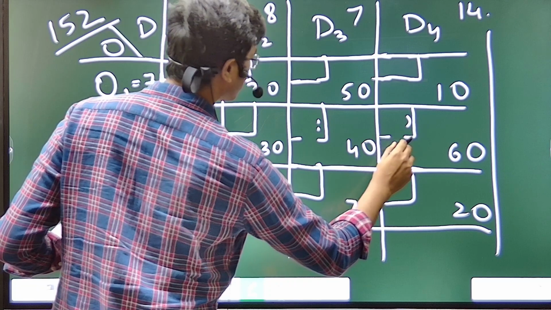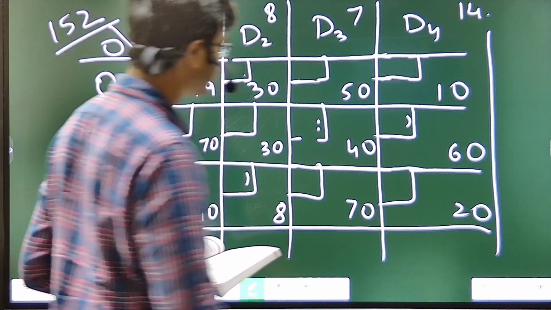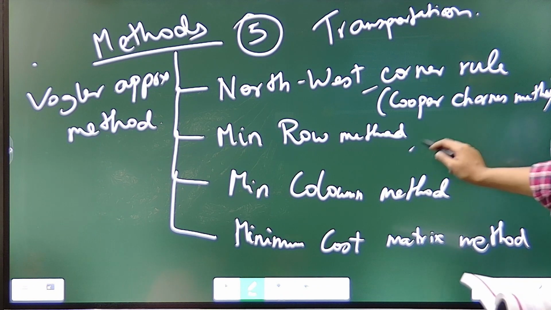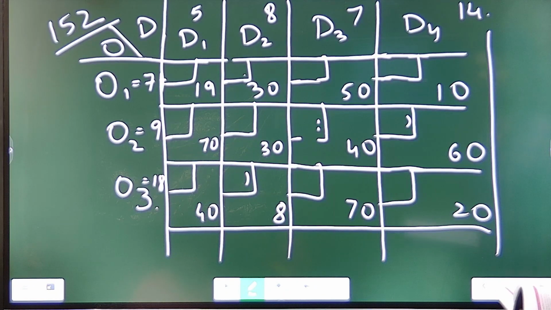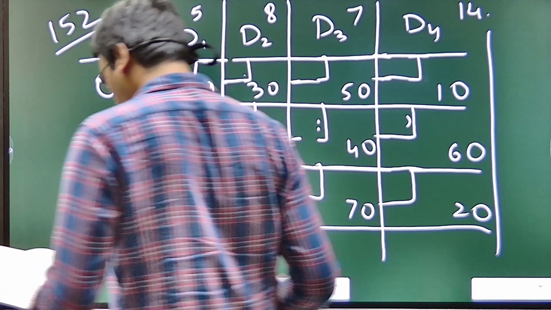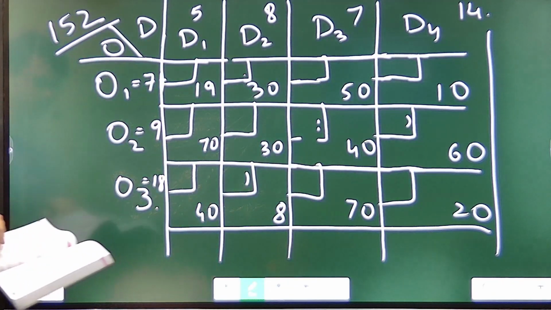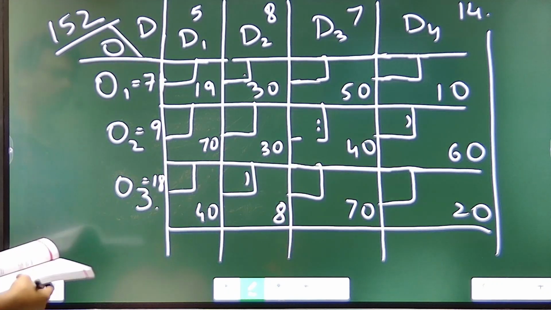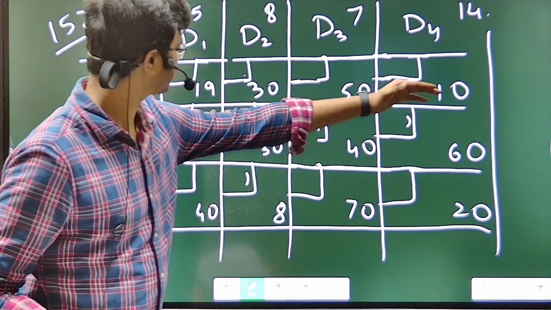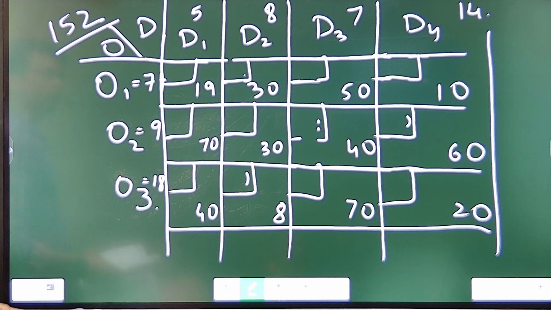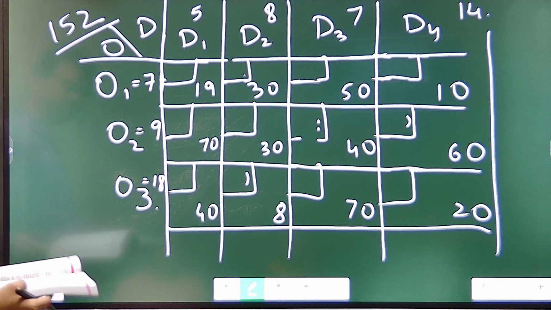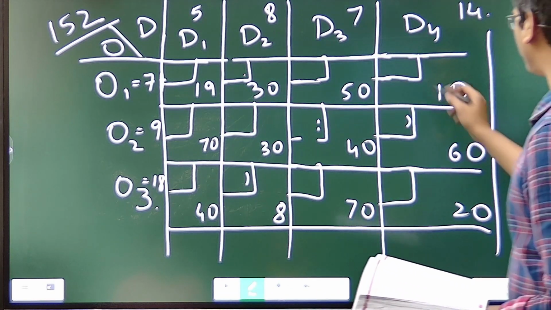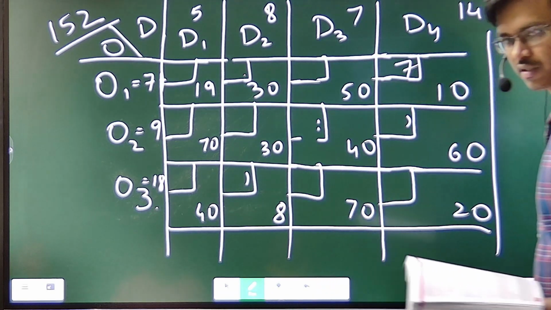Yeah. Now let us take a look at the second method. What is your second method? Minimum row method. Okay? So here, what is your row? This is your row, right? Now in your row, you have to see which has the minimum cost. Which has your minimum cost? 10. And this has 14 capacity, correct? So you can give 7 directly here.